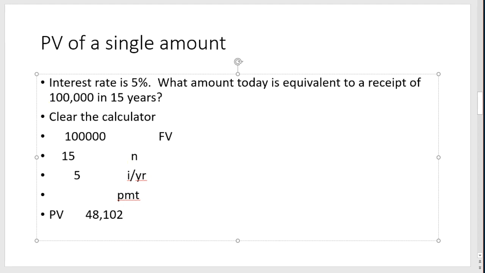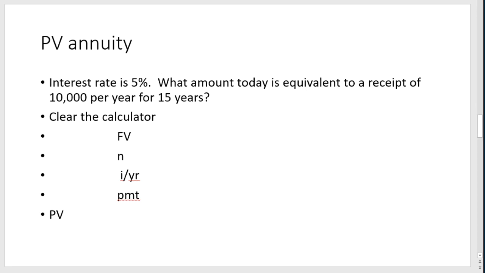Now, just as we looked before at the future value of an annuity, which is a constant payment, by the way, we can look at the present value of an annuity. So this time, we're not saying we're going to get $100,000 in 15 years. We're saying we're going to get $10,000 a year. So let's assume that we could earn 5% on our money. We're going to get $10,000 a year for 15 years. What's that worth today?